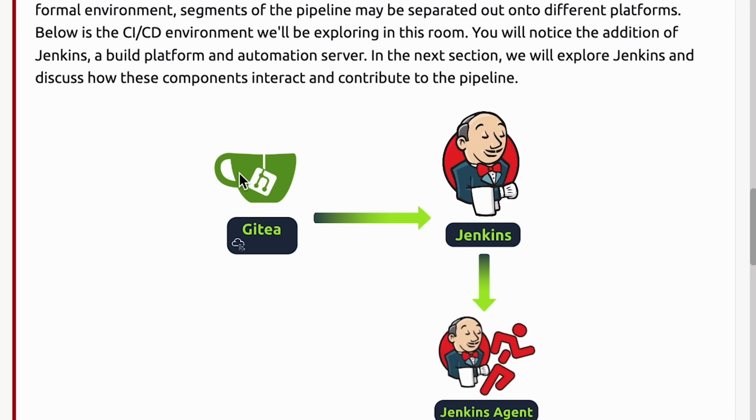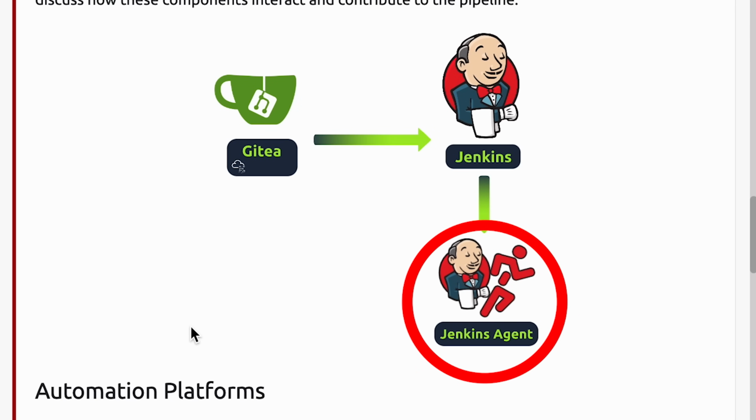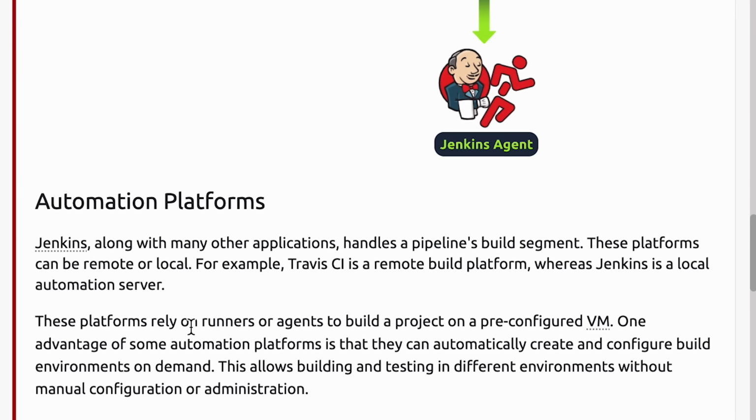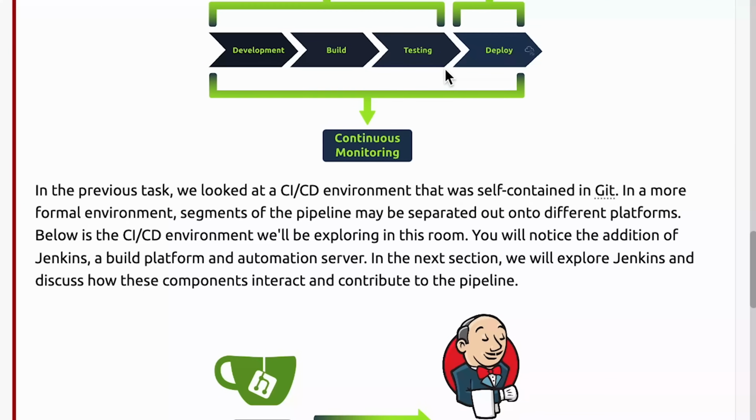Now, Git is basically, in this case, where our code will be stored, and Jenkins is going to be doing continuous integration, continuous deployment, whatever the case may be. We can see here that Jenkins uses a Jenkins agent for this process. Now, let's look at the automation platform, in this case, Jenkins. Jenkins, along with many other applications, handles a pipeline's build segment. So remember, we have the build segment here. Development, this is what you would do.